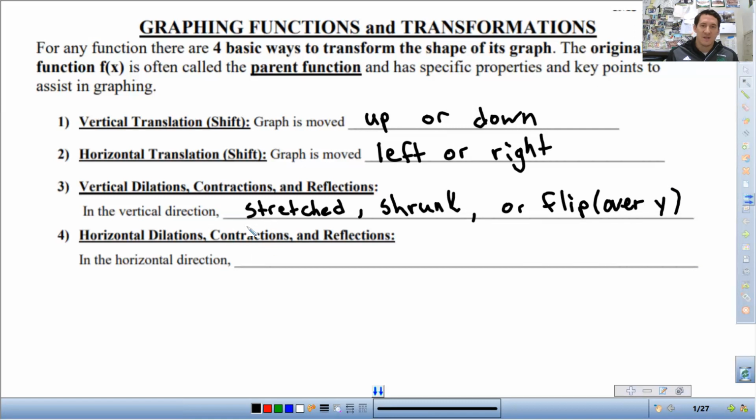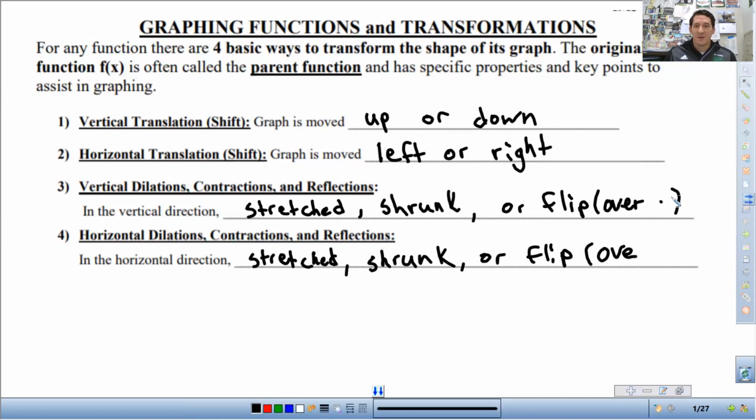Horizontal dilation is the same thing. It's a stretch. It's stretched, shrunk, or flipped. And that is over the x-axis. Excuse me, I have that backwards. The one in the vertical direction is over the x-axis, stretched away from the x-axis. This one is over the y-axis. My mistake. There we go.